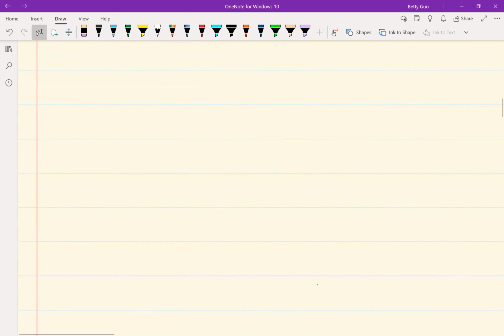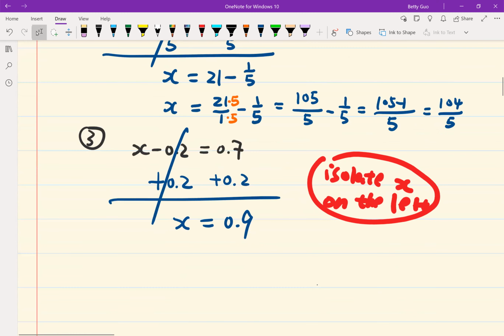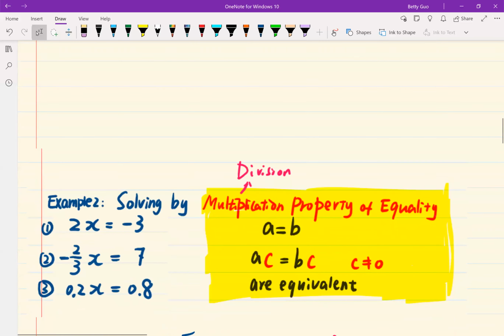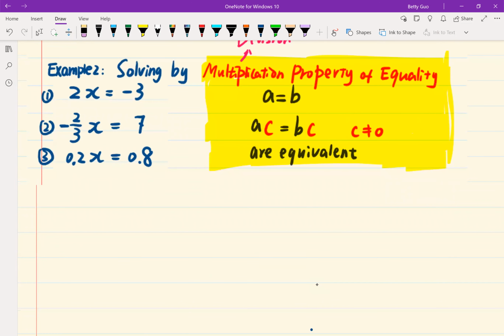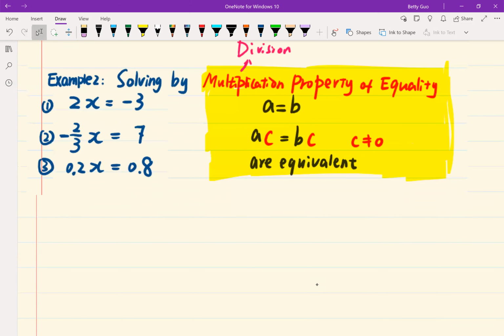Okay. We're gonna see some other, second example that would be a little bit more complicated. In this example, all three equations have the same pattern. Through this example, we are going to learn the multiplicative property of equality, okay? Multiplicative property of equality. What does that mean?